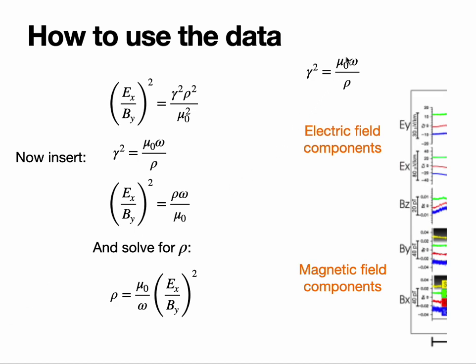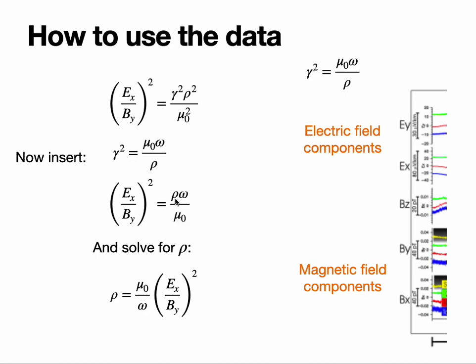Because if we now insert this previous result, we will basically simplify this. So we have Ex divided by By to the power 2. It becomes rho omega divided by mu0. And this equation gives you the ratio of two components of the electric field. It has the resistivity, the angular frequency, and the permeability.